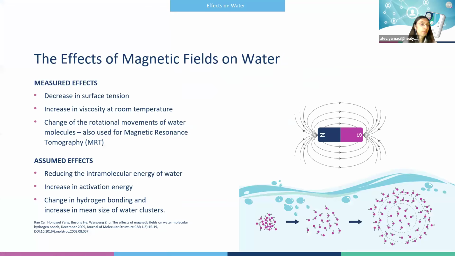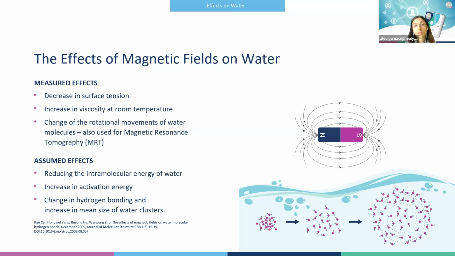Here are a few other effects of magnetic fields. Of course we have a decrease in surface tension, which can occur with magnetic fields, an increase in viscosity, room temperature, and a change of the rotational movement of water molecules.